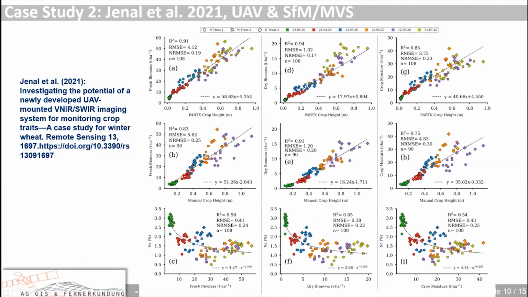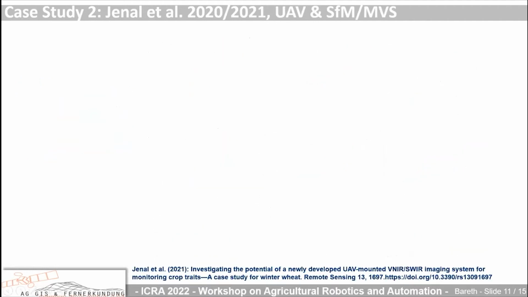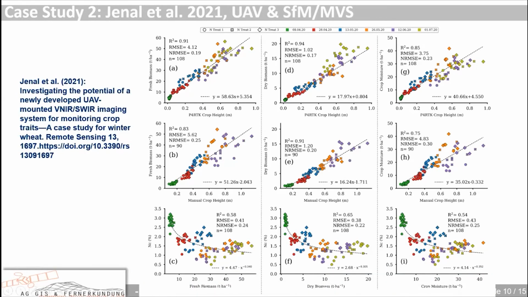Interesting maybe here is just the crop moisture data set. We are also interested in monitoring crop moisture, because if you have an approach which works for both fresh and dry biomass, which obviously it does, you can map the crop moisture content, which is also an aim for that purpose.